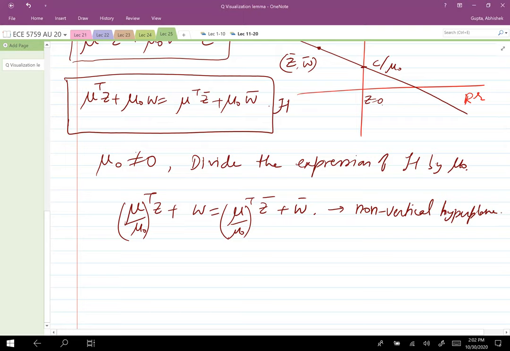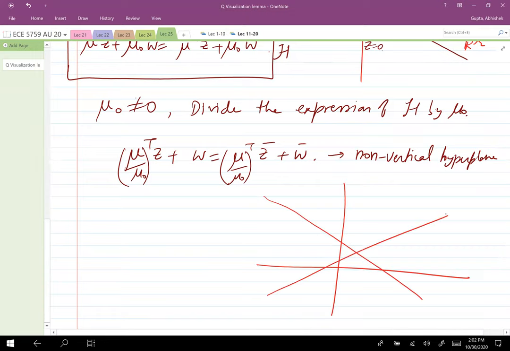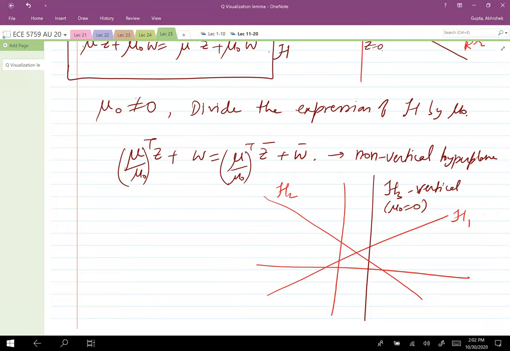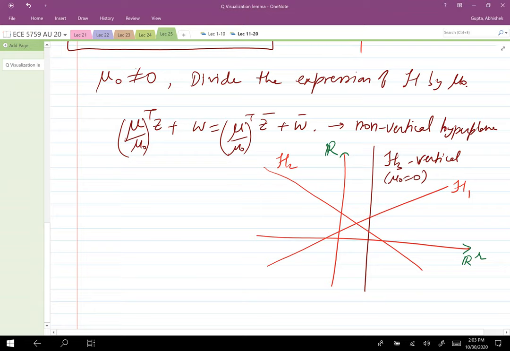So when mu naught is not equal to zero, it's called a non-vertical hyperplane because the hyperplane is going to look as follows. These are all hyperplanes H1, H2 that are not vertical. Whereas this hyperplane, let me put it in a different color, this hyperplane H3 is vertical. So here mu naught is equal to zero. Okay, so that's why this hyperplane appears vertical. So this is all the geometry I wanted you to recall about hyperplanes in higher dimensional spaces.